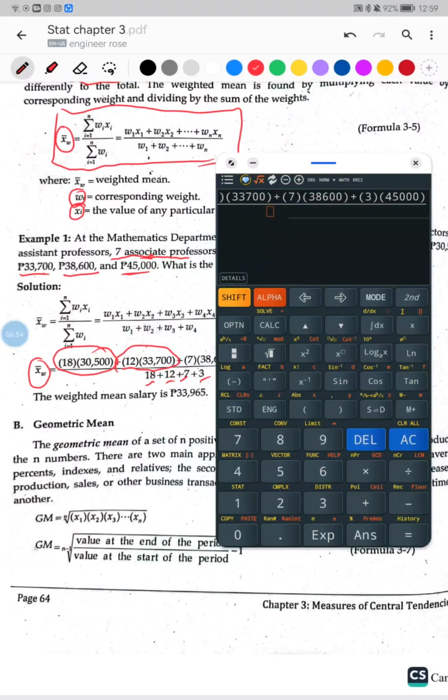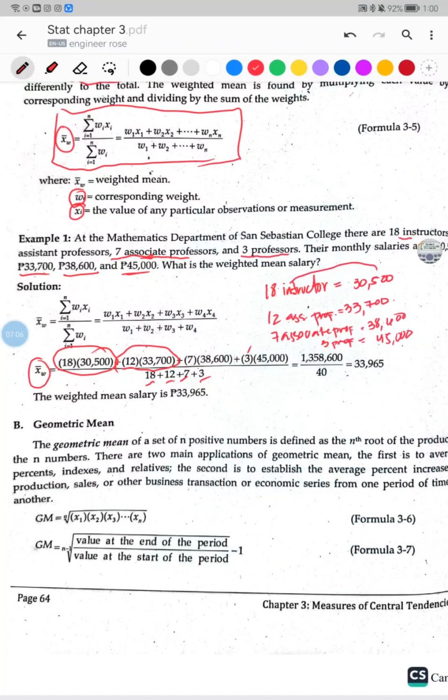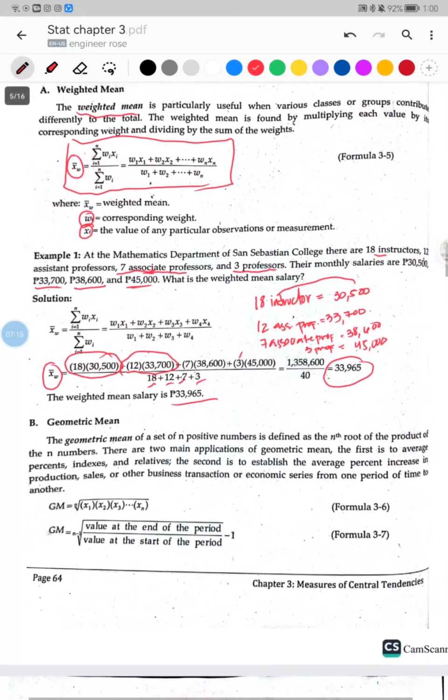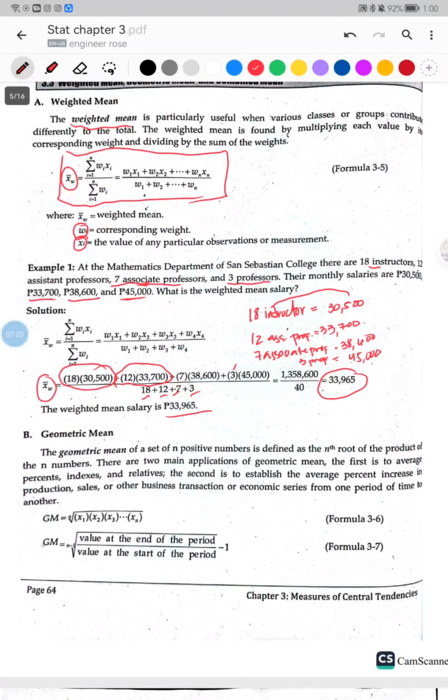Then add how many they are in all: 18 plus 12 plus 7 plus 3. So, this is it: 33,965. So, the weighted mean of their salary is 33,965. So, that is how to solve the weighted mean. So, the next is the geometric mean.